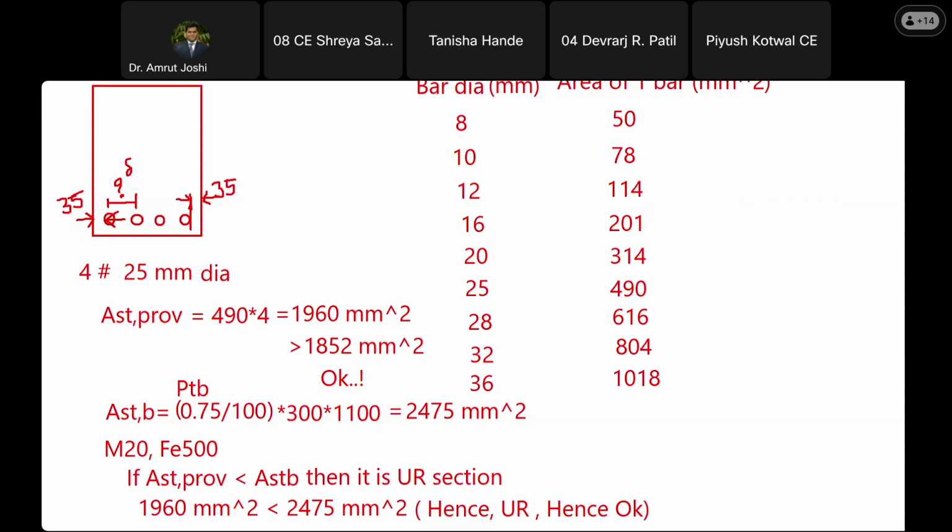So what is the remaining distance? What is the width? The width is 300 mm. Are you with me? Yes, sir. So 300 minus 35 from this side and 35 from this side, so 2 times 35. Happy? Yes, sir. Minus, how many bar diameters do I have to subtract? Happy? Yes, sir. So the bar diameter is 25, so minus 4 times 25. Happy? Yes, sir.